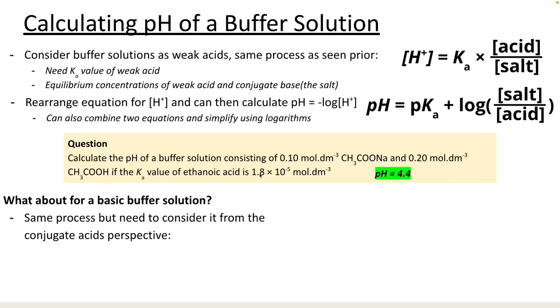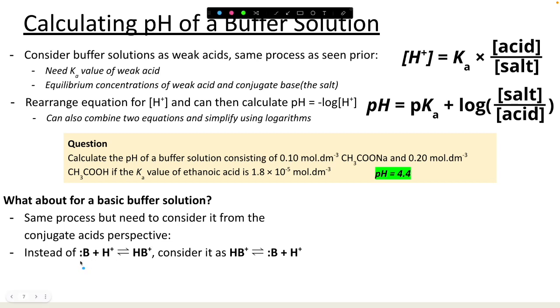The one way I'm going to talk about is to consider it from the conjugate acid's perspective. So it's not too dissimilar to what we discussed above. If we think about a basic buffer solution, where our base is accepting the proton to form the conjugate acid, let's just write it from the conjugate acid's perspective, where the conjugate acid is forming the base and the hydrogen ion. Because we can do a very similar thing to before.